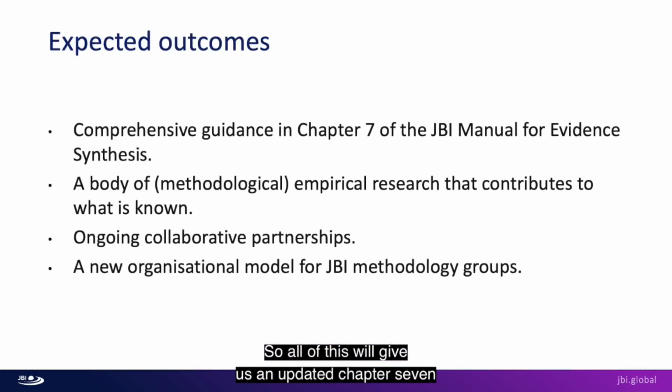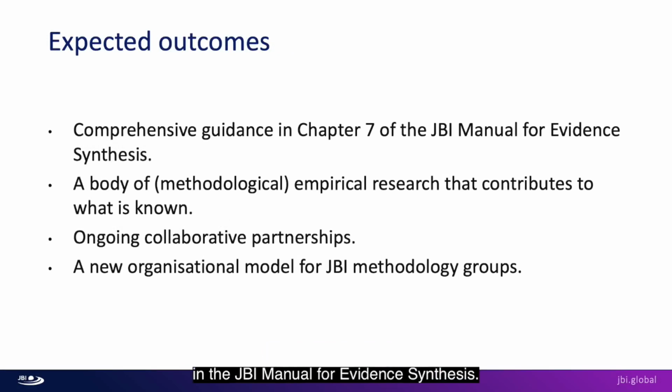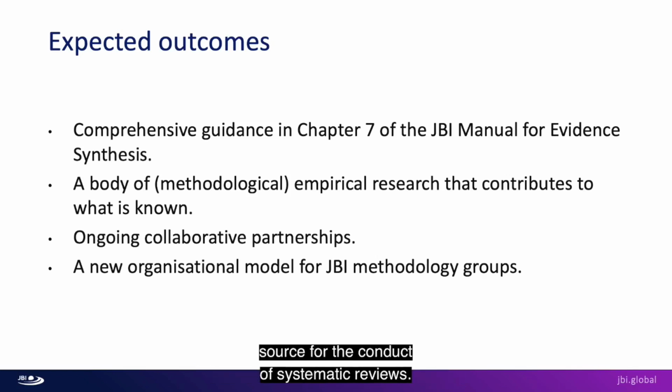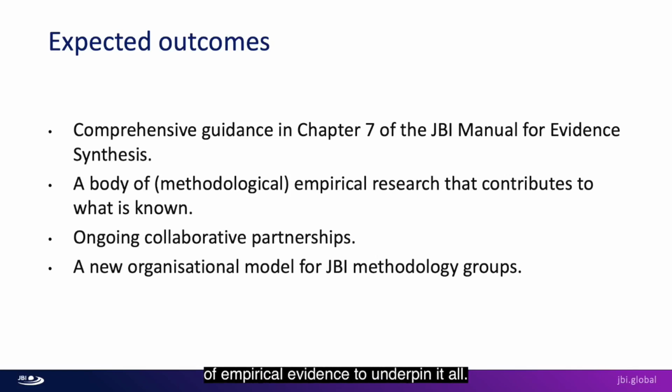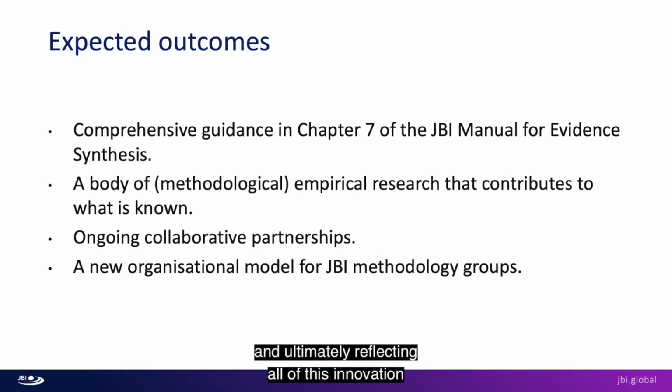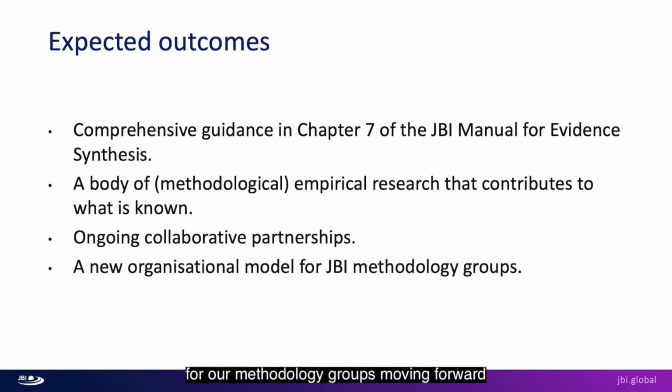So all of this will give us an updated Chapter 7 in the JBI Manual for Evidence Synthesis, and we're really excited about this. It's a super accessed, super cited manual, and it's an internationally recognised source for the conduct of systematic reviews. And so we're going to have a body of empirical evidence to underpin it all. We're going to have new and strengthened collaborative partnerships. These are going to be both organisational and individual partnerships. And ultimately reflecting all of this innovation is what might be a new model for our methodology groups moving forward to really strengthen our methodological underpinnings at JBI.